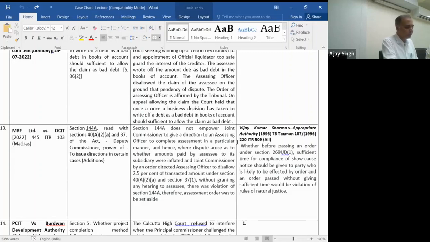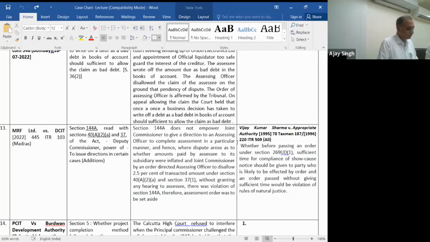The court looked into this particular aspect and said that, considering Section 144A, the Joint Commissioner, without giving any opportunity to the SSC, cannot issue any direction which is prejudicial to the interest of the SSC, and ask the assessing officer to complete the assessment in a particular way or the other. And therefore, to that extent, this particular direction was not correct.